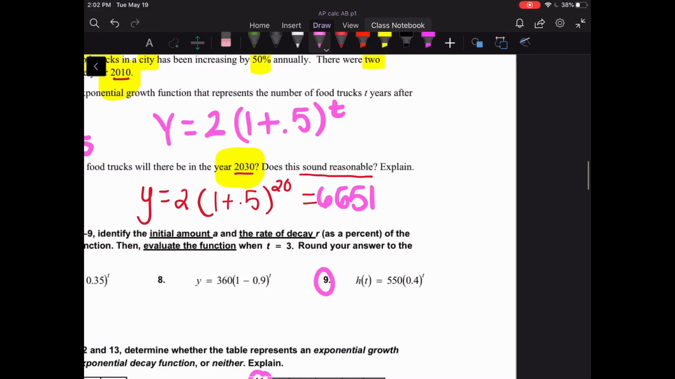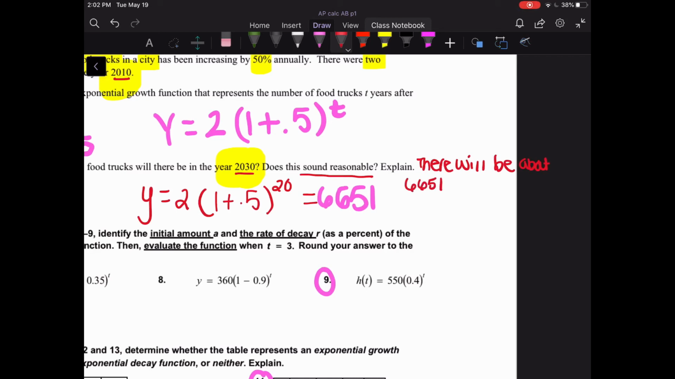So your final sentence should say, there will be about 6,651 trucks in the city.